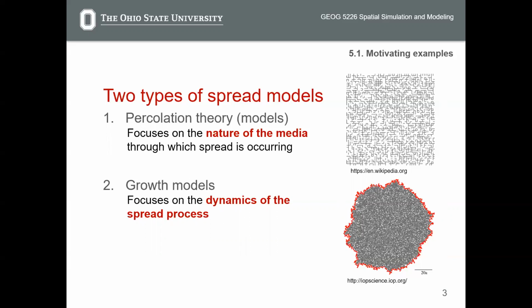If you're focusing on the spreading process of this contamination, you can use growth models, which is the second category of spread models. Growth models focus on the dynamics of the spread process, which means the media is not that important. We focus on the spread process of this contamination. Okay, so in this chapter, we're going to discuss both of them. And we will start with percolation theory or percolation models.